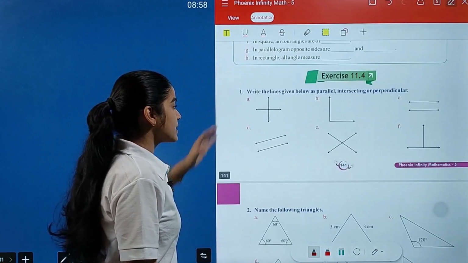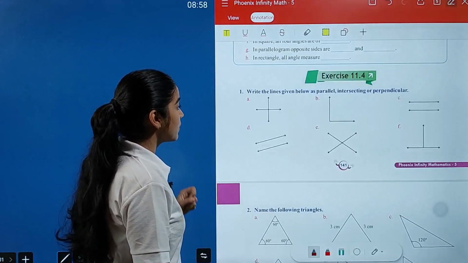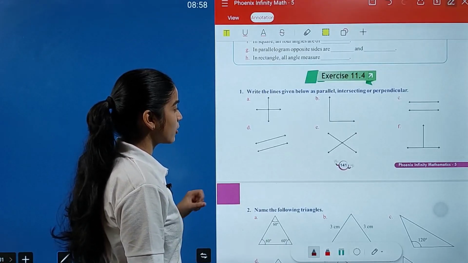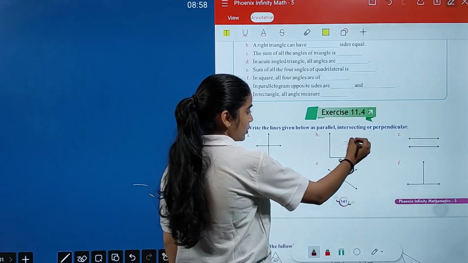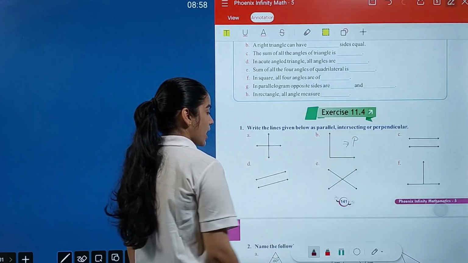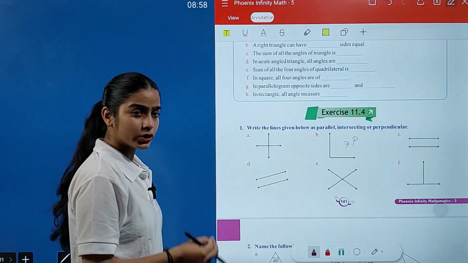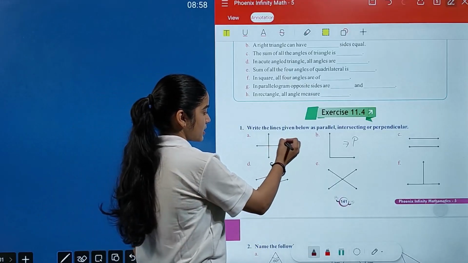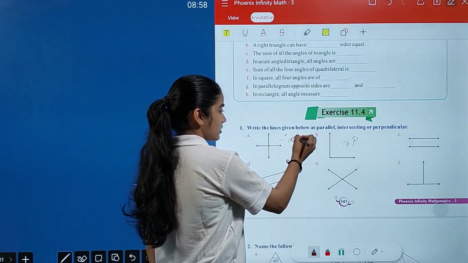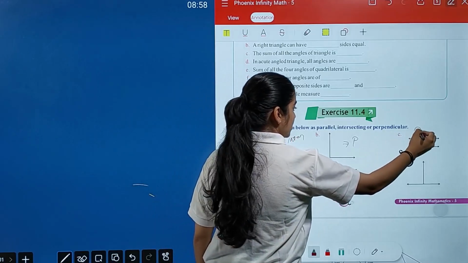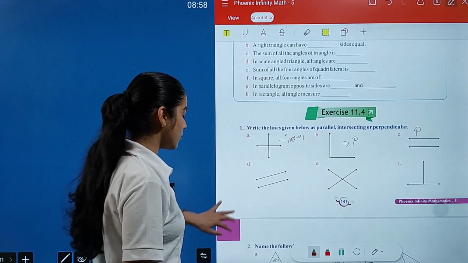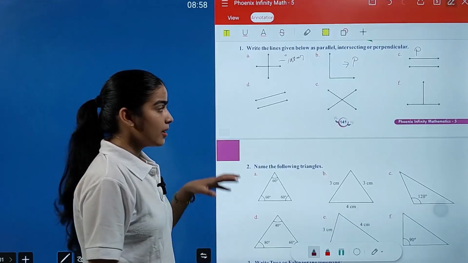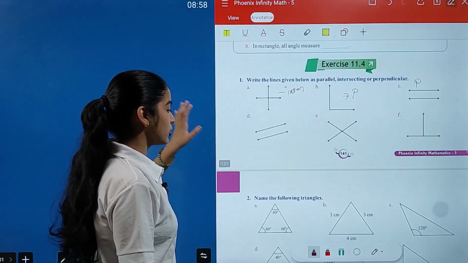Now we have our exercise 11.4. Write the lines given below as parallel, intersecting or perpendicular. This could be perpendicular because in this we are seeing a 90 degree angle, not an intersection point. But in this we see an intersection point. So this is intersecting and this is parallel. For the rest of the three, you have to classify among intersecting, perpendicular or parallel.